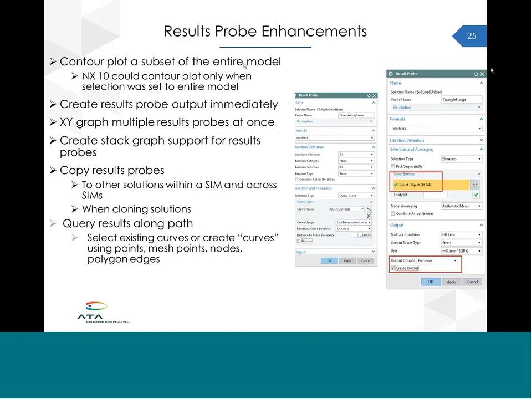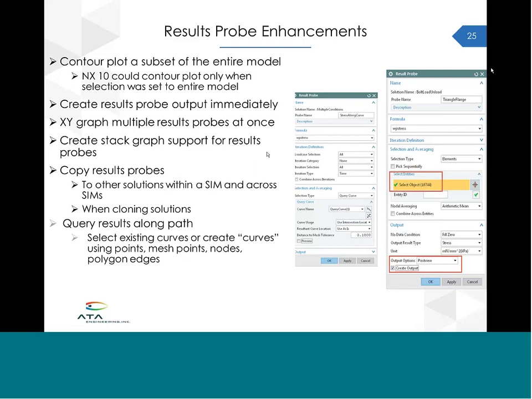You can create result probe output immediately, and what that means is previously what you've had to do is display a contour result and then click through a few dialog boxes to turn on or enable the result probes. But what you'll see on the bottom right-hand side of the screen now is there's a checkbox to automatically create output for you right when you get to the post-processing window. You can create XY graphs using multiple result probes at once, and you can stack those graphs if that is a sensible way of post-processing your results.